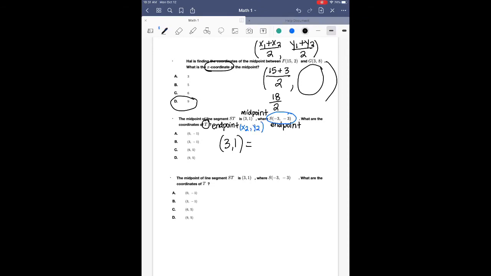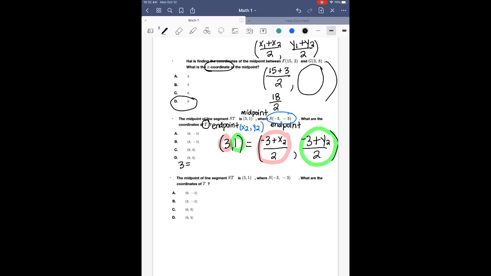y2. So I'm going to set my problem up as if I were doing it. So if I had my x's, I have -3 plus an x that we don't know divided by 2. And I have -3 plus a y that I don't know divided by 2, because we're trying to find that missing point. So what I like to do is split this up so that I have my x equal to my x and my y equal to my y.